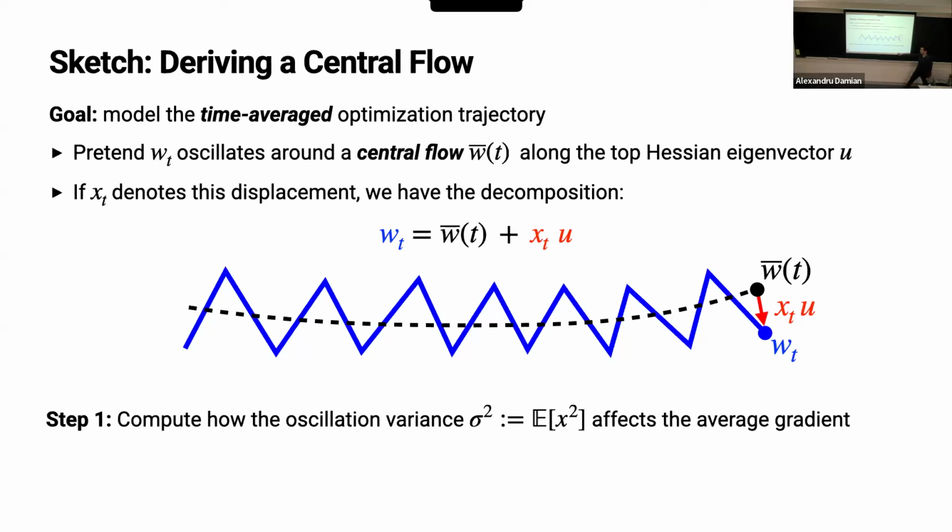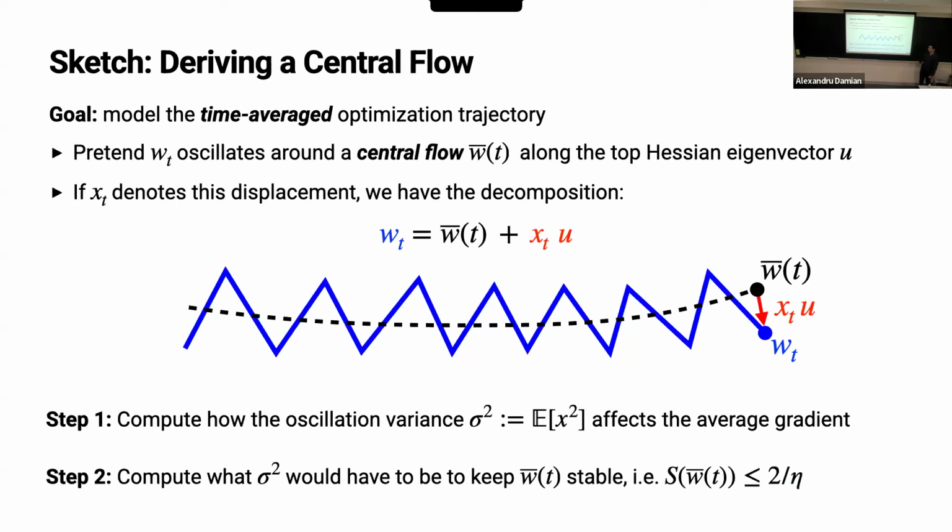So yeah, given sigma squared, we're going to assume we know sigma squared first. I can then compute which direction W bar will move. And then the next thing is we saw empirically that gradient descent equilibrated its top eigenvalue at 2 over eta. So we're just going to force this as a hard constraint on our central flow. The central flow is not allowed to have any Hessian eigenvalues above 2 over eta.